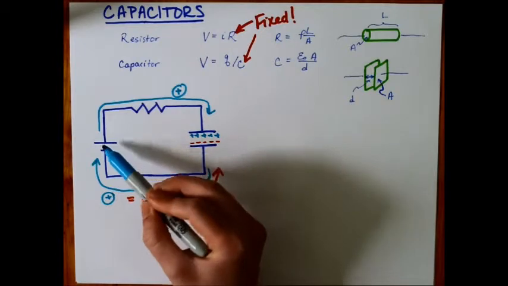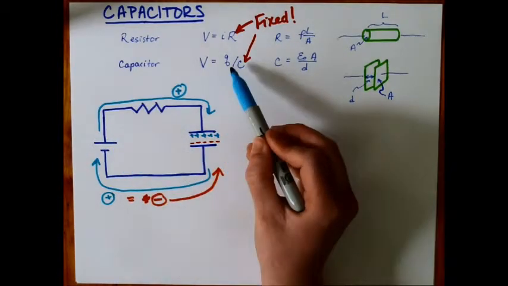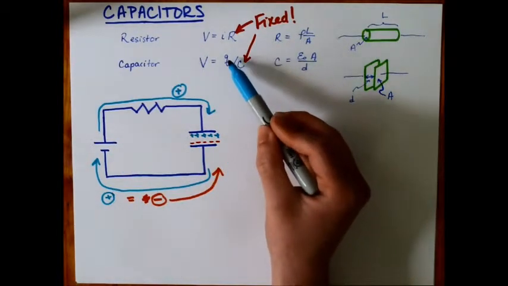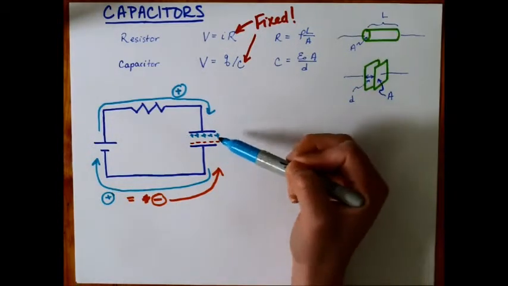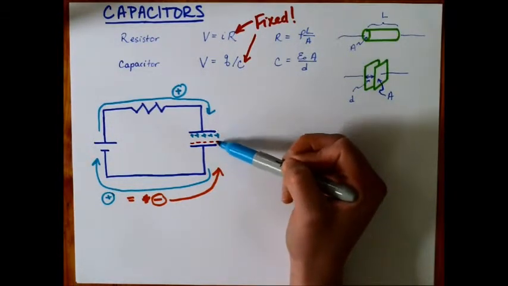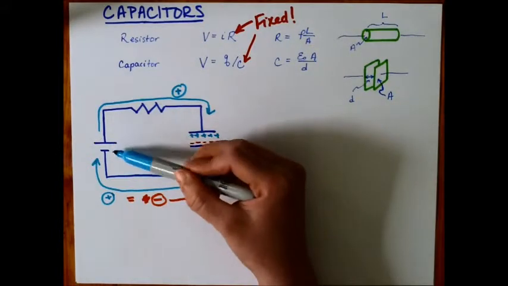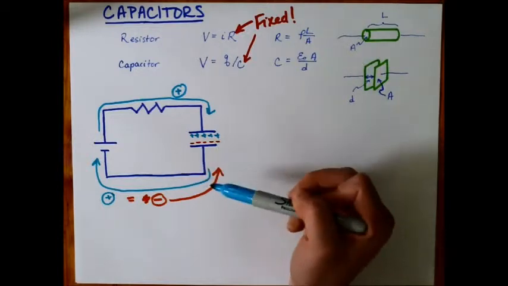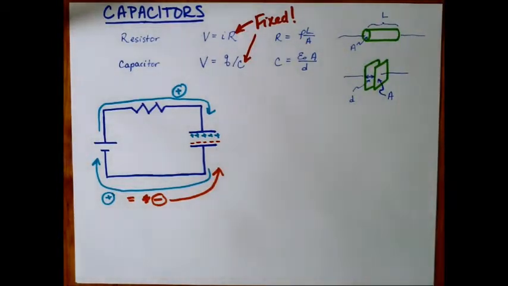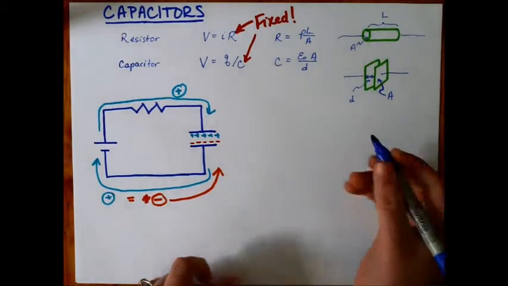So once I close the switch, the charge will start to increase, which means that the voltage across the capacitor will also increase until the delta V over the capacitor is the same magnitude as the delta V over the battery, at which point current will stop flowing. You're like, okay, that's all well and good. But what happens if I have two capacitors in series?